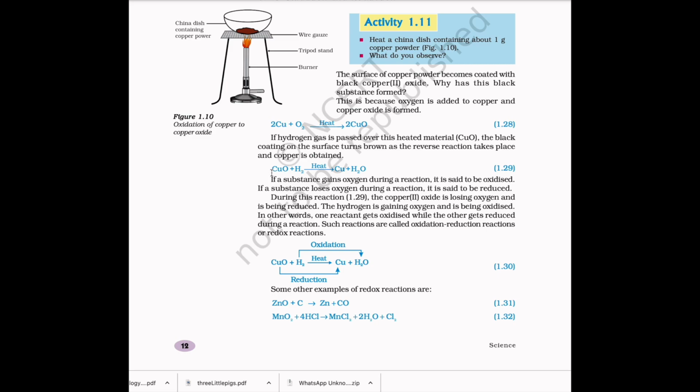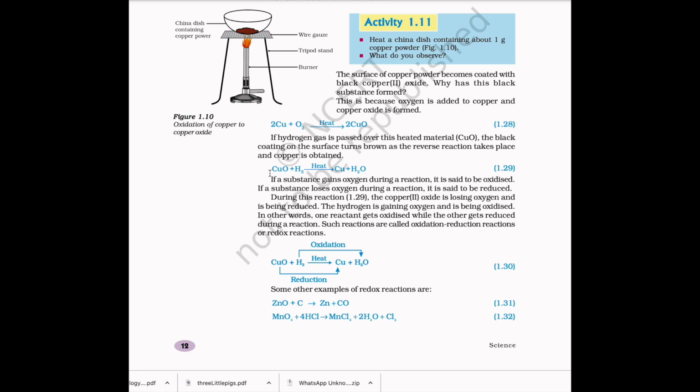CuO plus H2 in the presence of heat converts to Cu plus H2O. If a substance gains oxygen during a reaction, it is said to be oxidized. If a substance loses oxygen during a reaction, it is said to be reduced.